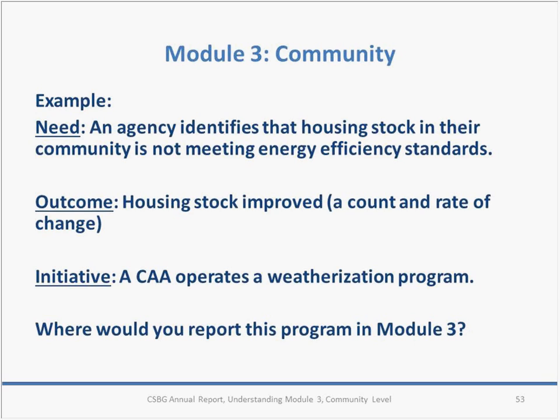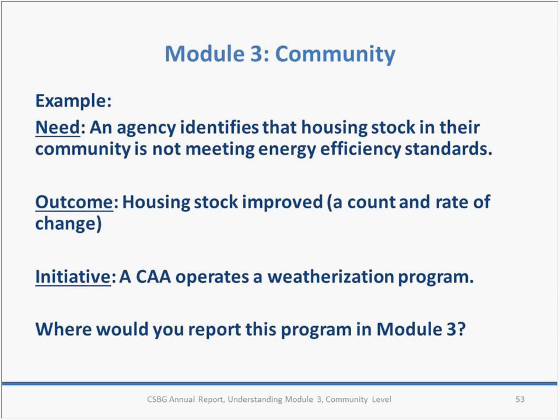And your outcome is that you want to improve the housing stock, particularly for low-income individuals. There are two ways that you'll do that: you might account for a count or a rate of change. What's your strategy, or how are you going to address that? Your initiative may be that the Community Action Agency operates a weatherization program. So those are three pretty simple concepts.